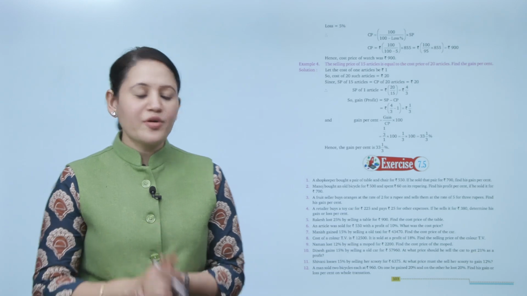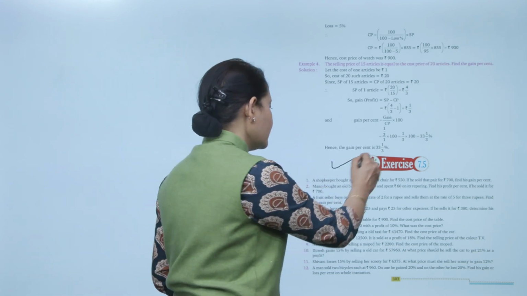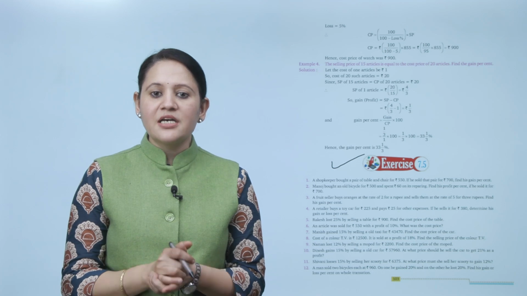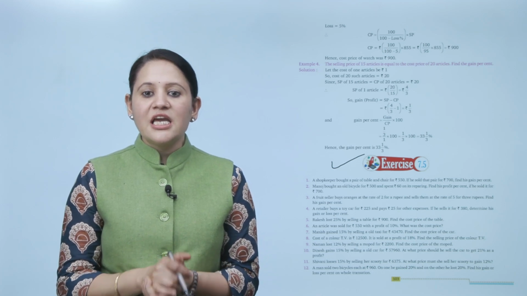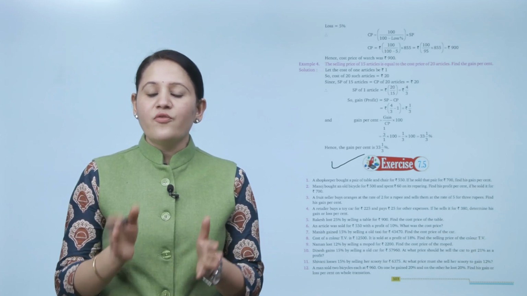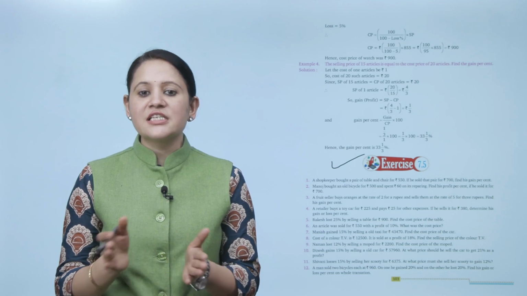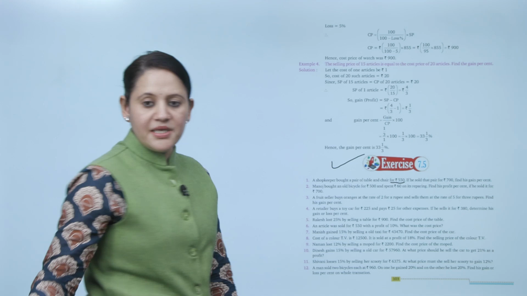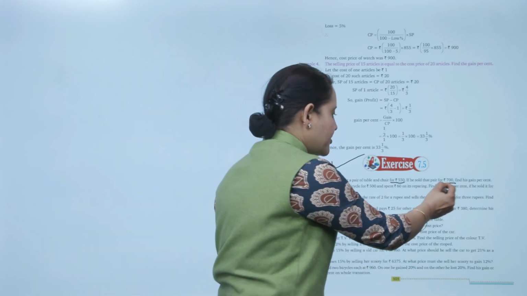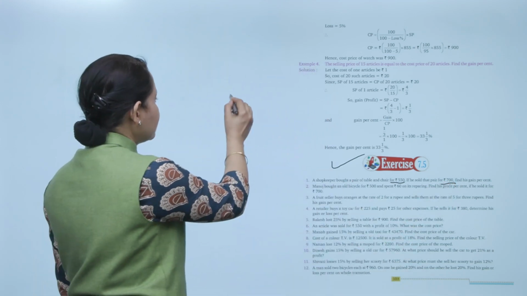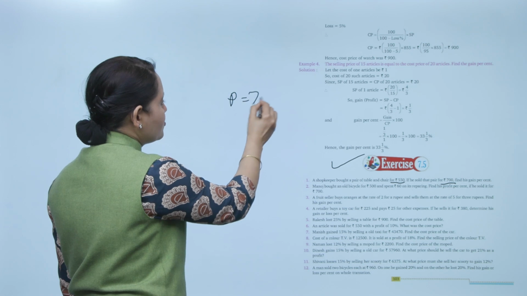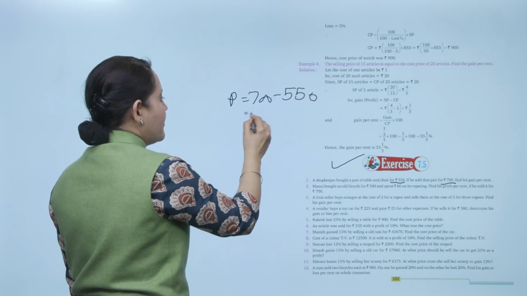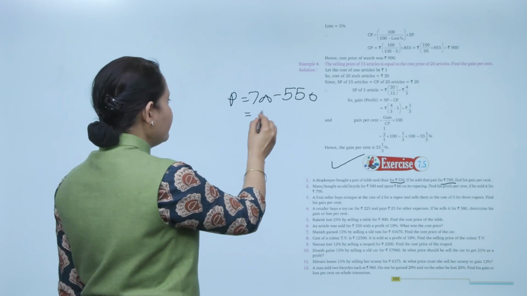Next is exercise 7.5. A shopkeeper bought a table and a chair for rupees 550. If he sold the pair for rupees 700, find his gain percentage. So this is the CP and the SP. So profit equals to हो जाएगा SP minus CP. So profit equals to 700 minus 550. That is equals to rupees 150.